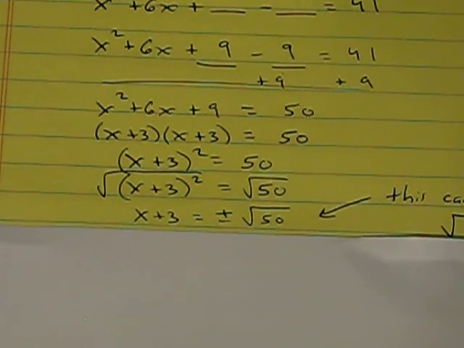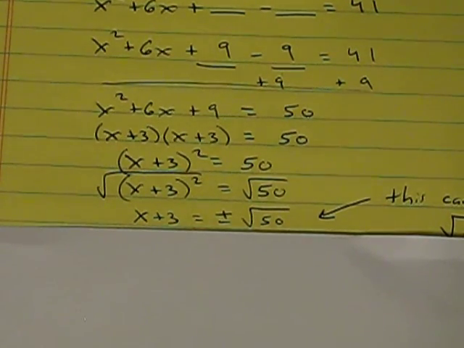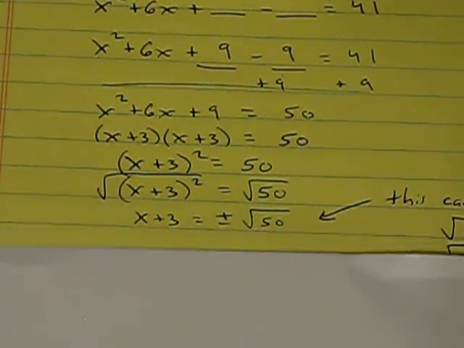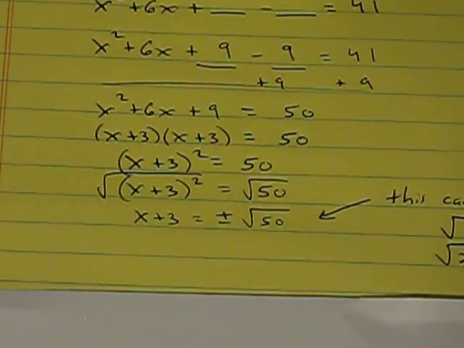And on the side here, I broke down radical 50. Think about what's the largest perfect square that goes into 50. Okay, 25 and 2, which then becomes 5 rad 2.